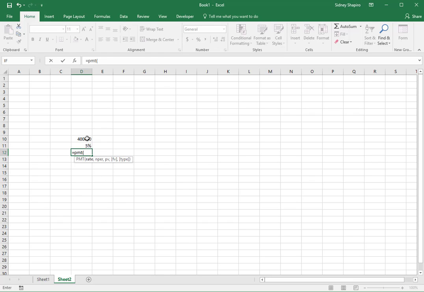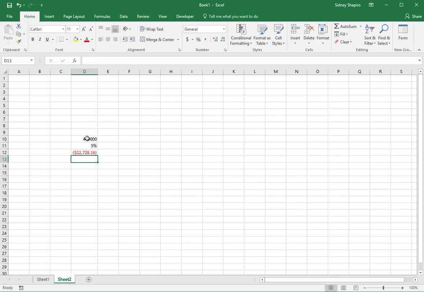The rate is going to be 1.25% because we're calculating it quarterly, or we could do 5% divided by 4. Okay, we're going to have 20 payments over a 5-year period, and the total amount that we're borrowing is $400,000. And basically each quarterly payment would be $22,728 and 16 cents.